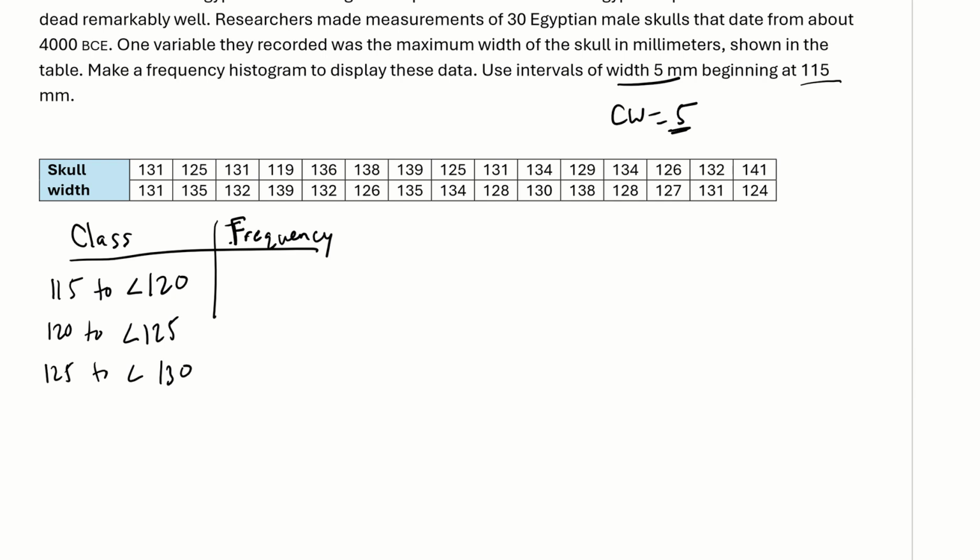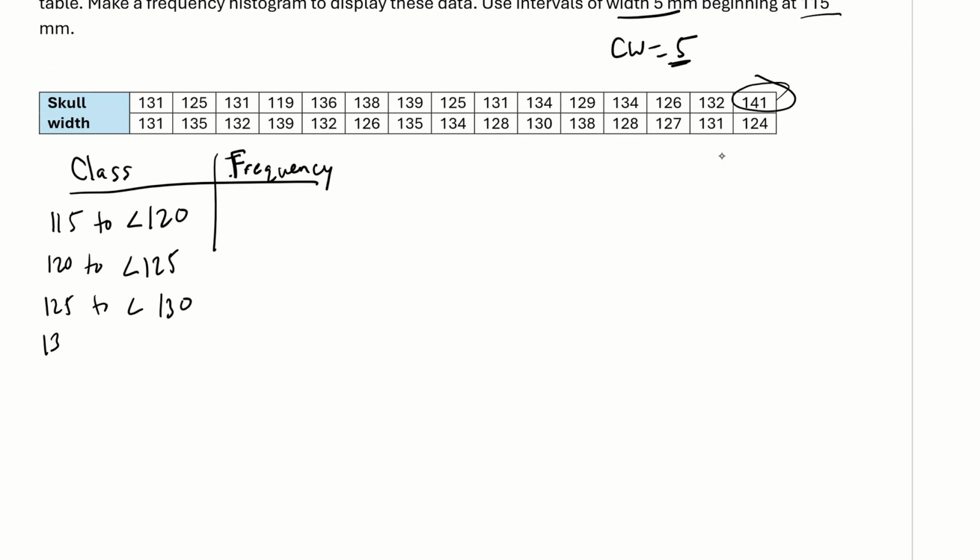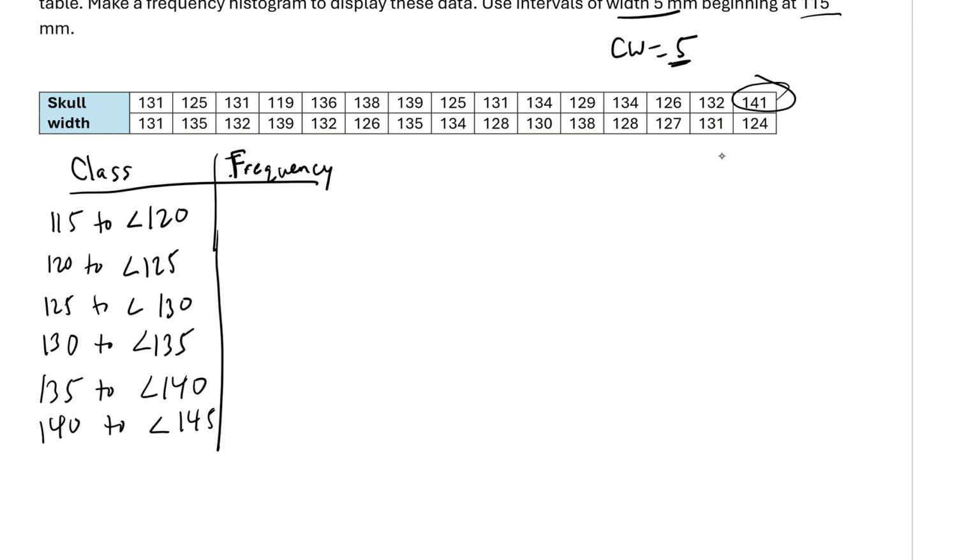And the way you know when to stop is when you reach your biggest number. Your biggest number for the skulls is in the 140s. Where was it? It was right here somewhere. 141. You make sure you include that, okay? So that's your largest. We can't include that in the last class, so we need one more class to include the 141.